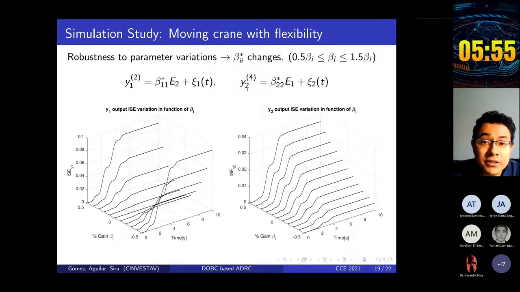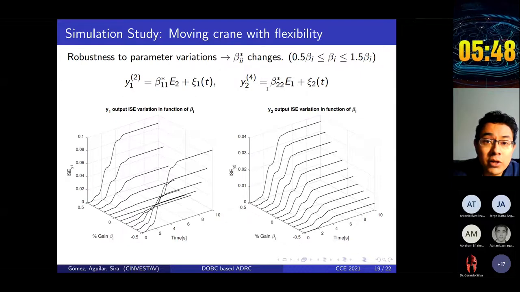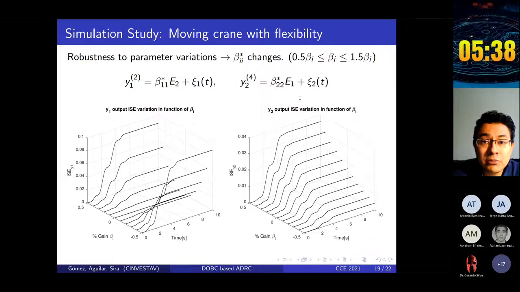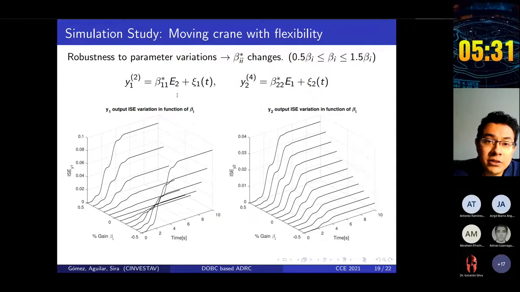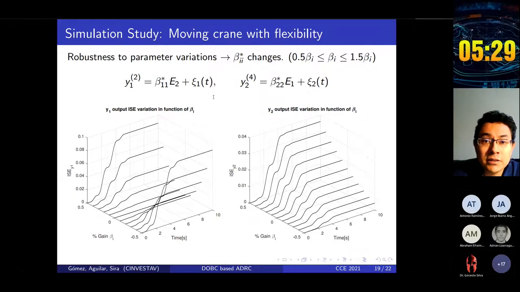A final test on the scheme was made to see the robustness to parameter variations. It's clear that the Brunovsky canonical form depends on variables beta that will include parameters of the plant. We have changed simultaneously both beta gains in the range proposed, and we can see that the ISE criteria is still finite, which means that the tracking error tends to a minimal value, so the trajectory tracking task is achieved.